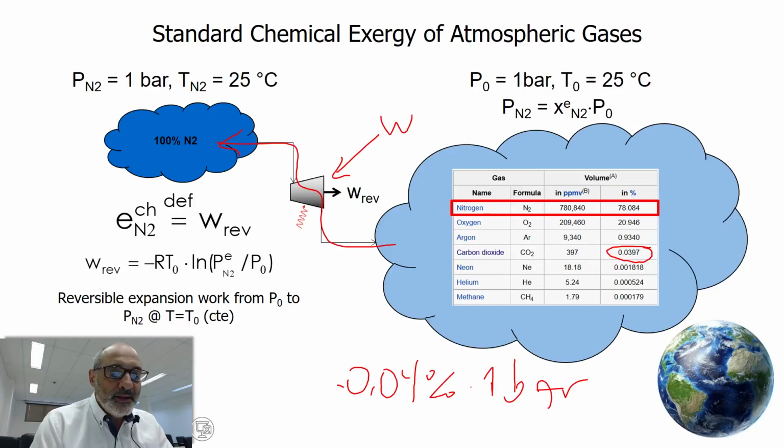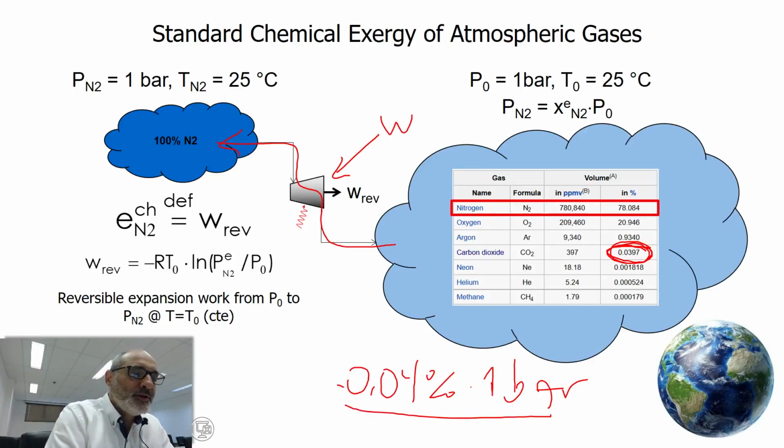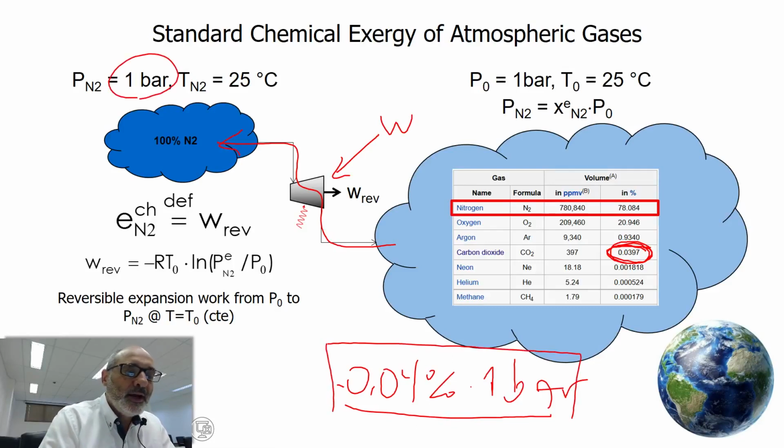Since the concentration is very low, this initial pressure is very low. The final pressure is the same, 1 bar. The initial pressure is very low, so I have to add more work here. I have to compress even more.